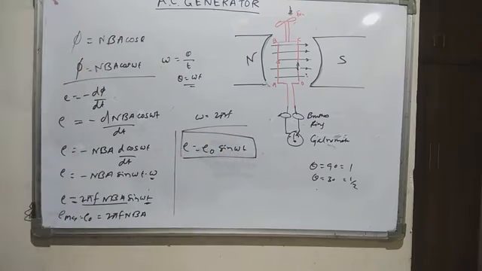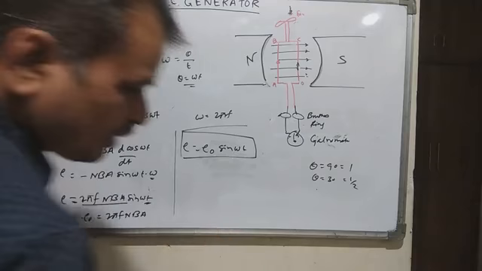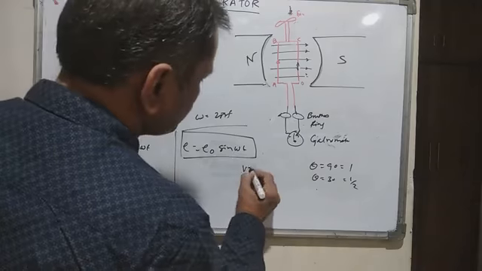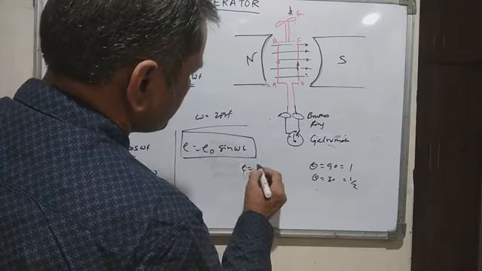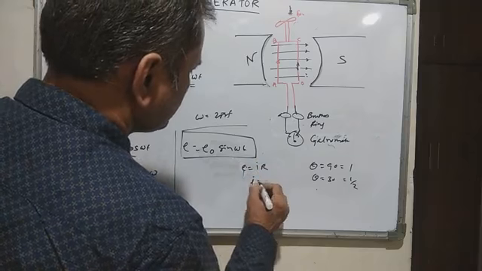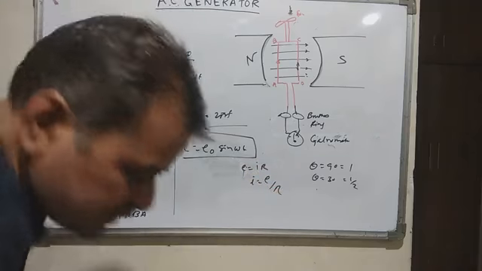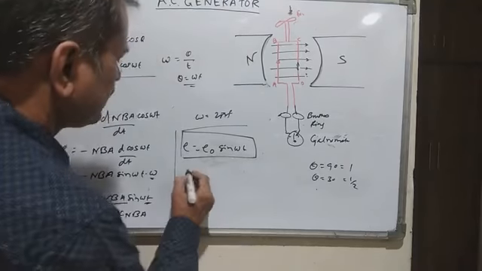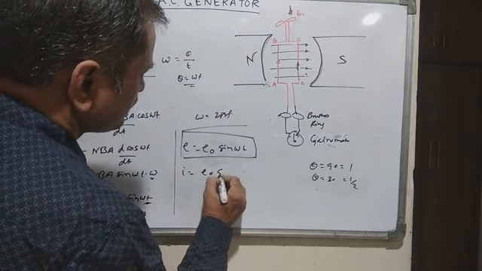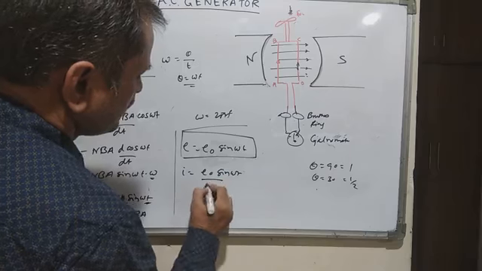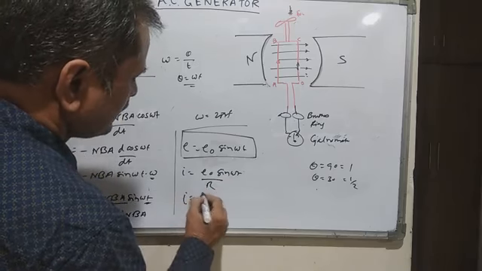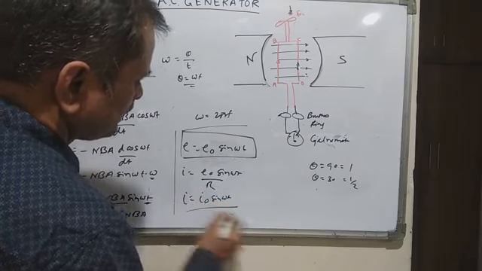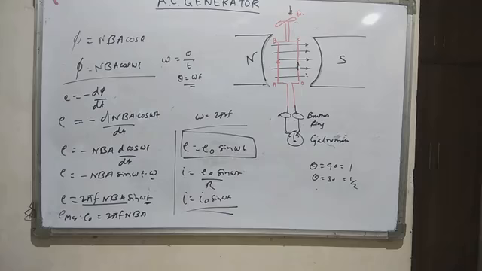So this is the equation for induced EMF in an AC generator. If I divide this by the resistance, we know that E equals I R, so I will be E upon R. If I divide this by R, then E will be E naught sin omega t upon R. So I will be I naught sin omega t. So this will be the equation for the induced current.